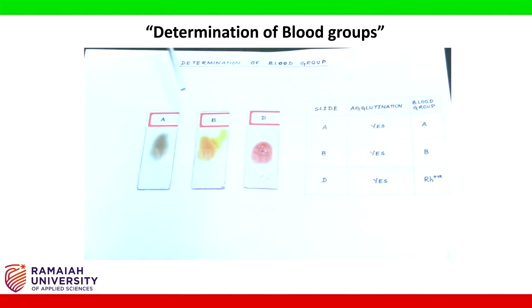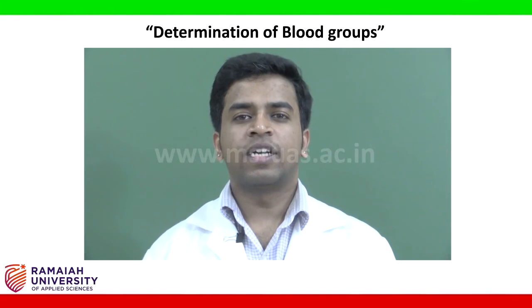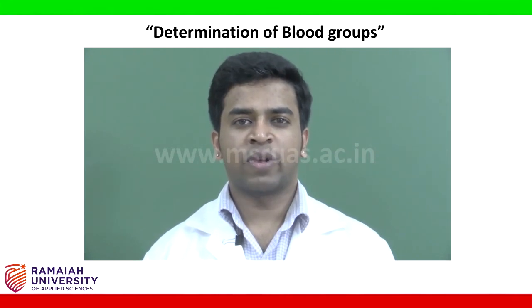In this case, there is no agglutination or clumping in case of slide A and in case of slide B. Hence, the blood type is O, and there is agglutination or clumping of the blood in case of slide D. Hence, it can be concluded that the given blood sample was O positive. This completes the determination of blood group experiment.